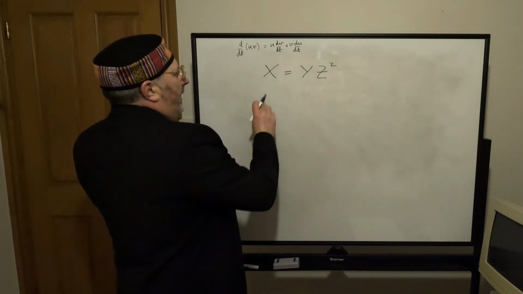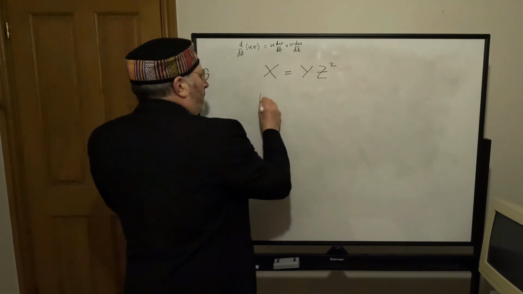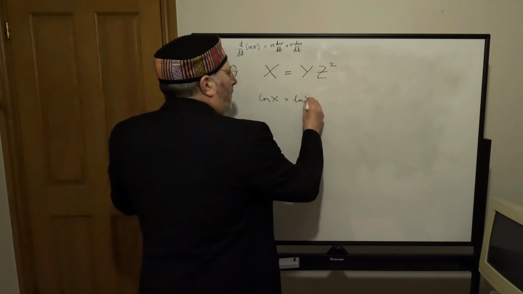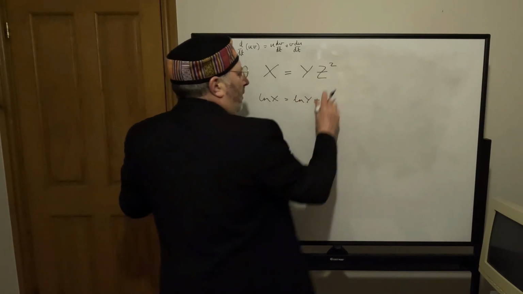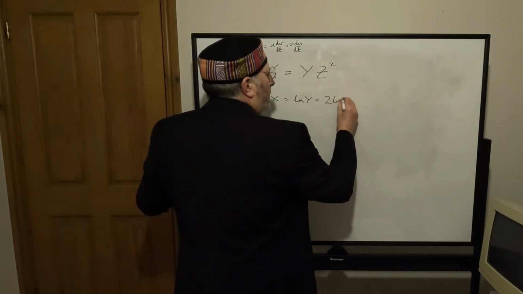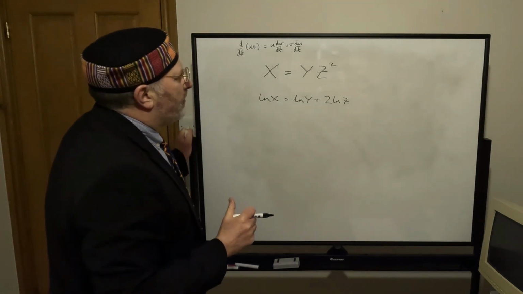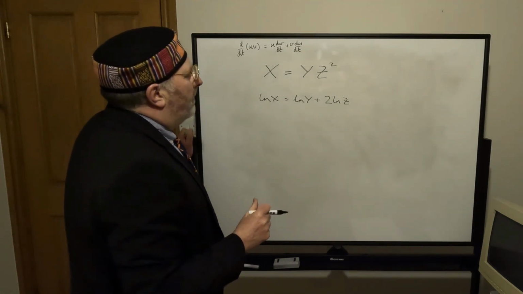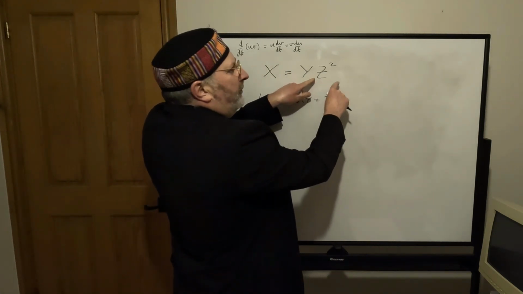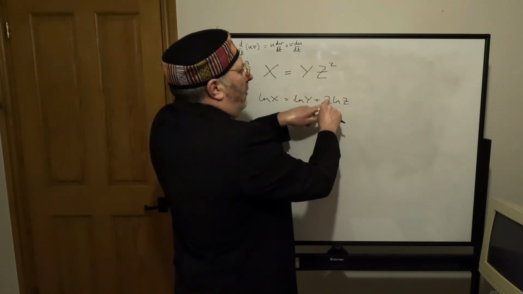So what we'll do is we will initially take the logarithms here. So we get log x is equal to log y plus the logarithm of z squared, which is 2 times the logarithm of z. We can see that because we've already seen that when you multiply, you add when you take the logarithms.